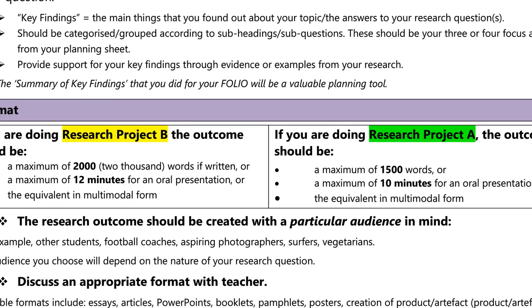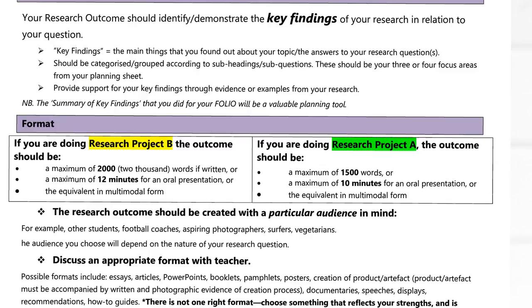It's really important that you remember that if you're doing research project B or research project A, what the differences are, and there is only really a small difference, and it's actually in the length of the task. So if you're doing research project B, you have 2,000 words to work with. If you're doing research project A, you have 1,500 words. It's really the only difference. The assessment for the standards is exactly the same.